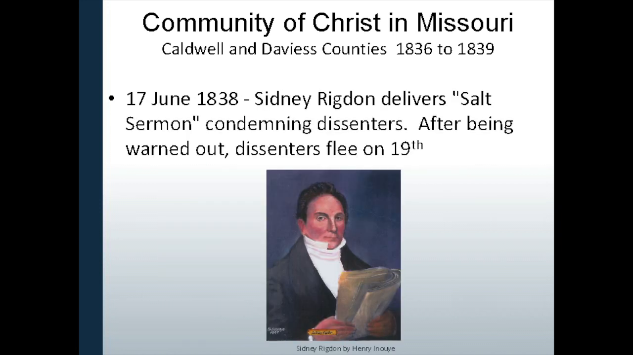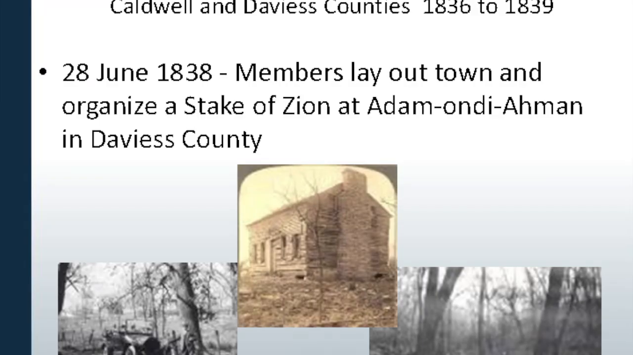By 17 June of 1838, Sidney Rigdon, one of the church leaders, develops something called the Salt Sermon. Because dissent had destroyed the church, in effect, in Kirtland, Sidney declared that there was no room for dissent in the church. He said, it's like salt that's lost its savor. We should cast it out and tread on it. Basically, he's warning the dissenters that there's no room for them in the church. This is another of our not very proud moments. And so some of the dissenting members and leaders flee, concerned for their safety.